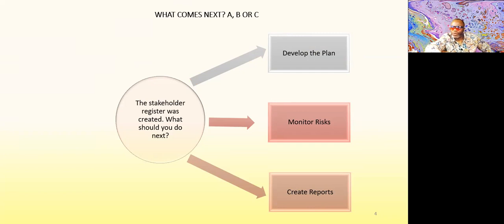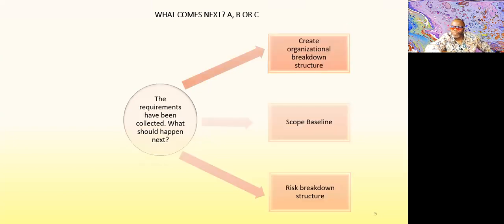Let's take a look. So stakeholder register is in initiating. You wouldn't begin to create reports immediately because that's in the monitor and control project work process. See that? Instead, you would develop the plan. That's what makes logical sense. You wouldn't monitor risks either. So the answer is develop the plan. Okay, I hope you're learning and finding some gaps here. Let's go to another one.